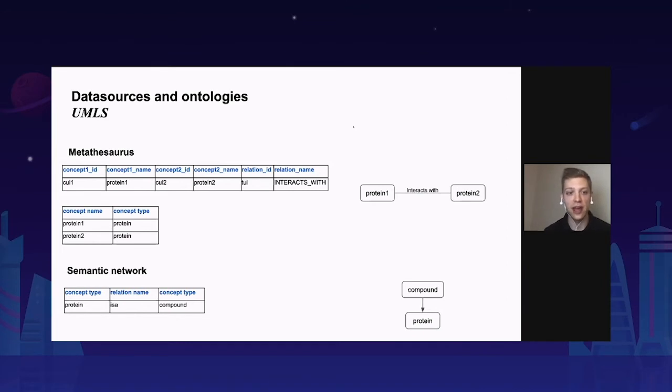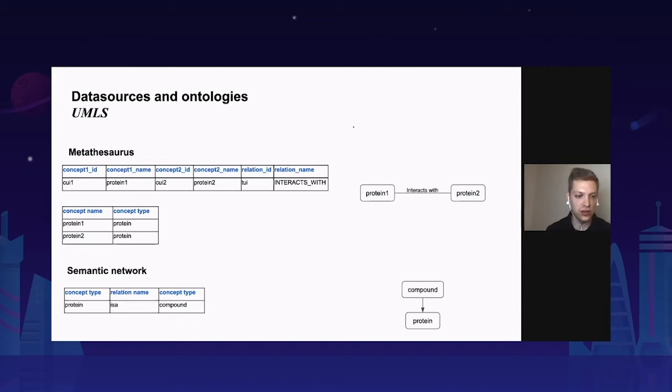As you can see in here, these are sample data. They don't have to be real, but so that you can get a sense of it. On the right-hand side, you can see that we have protein 1, protein 2, and the interacts-with relationship name between them. This Metathesaurus also contains a concept type, so we have the name of a specific concept like ACE, but it will also provide you the name of the type, like gene.